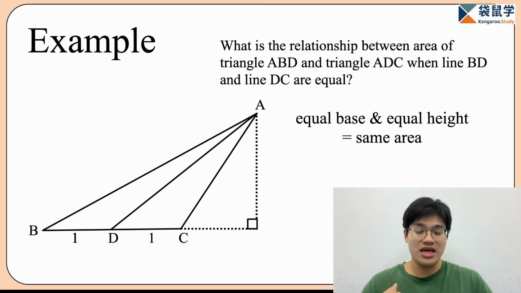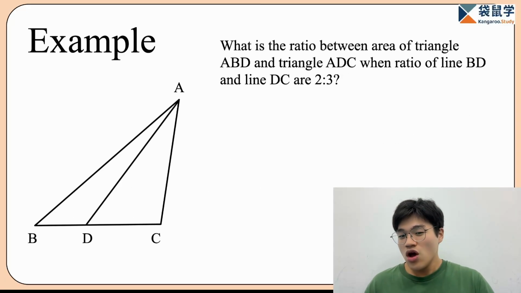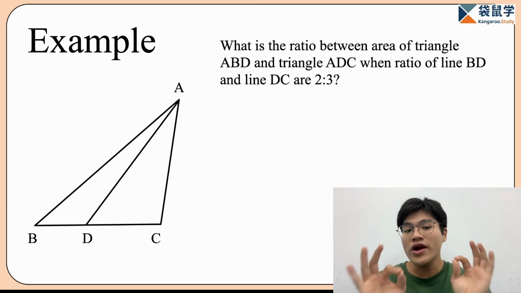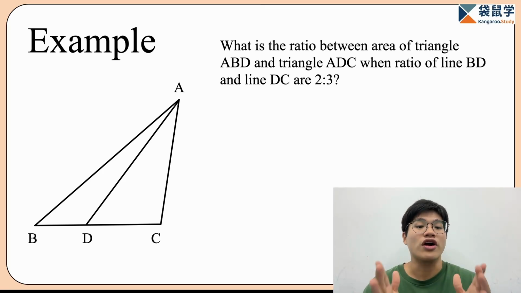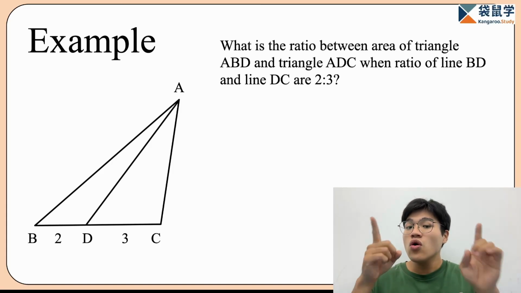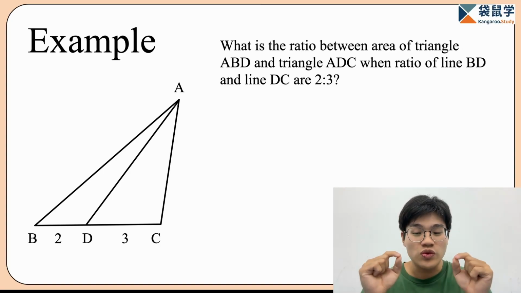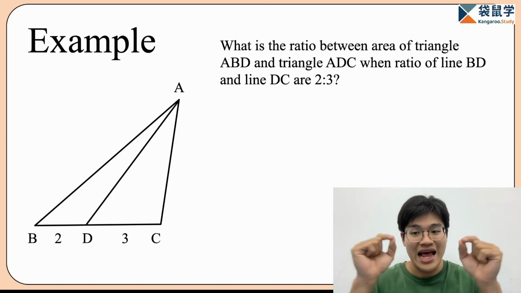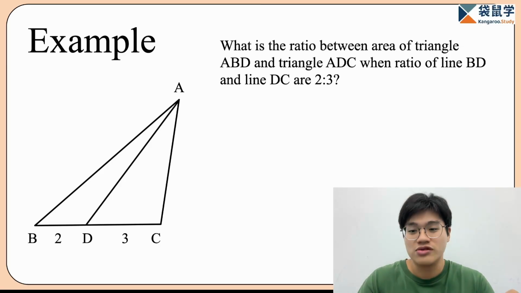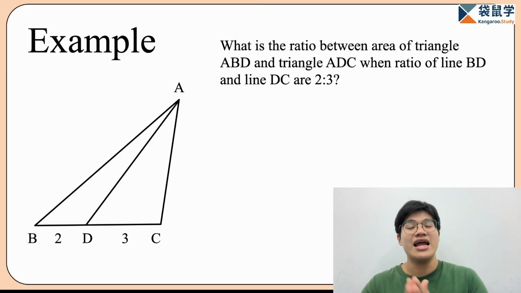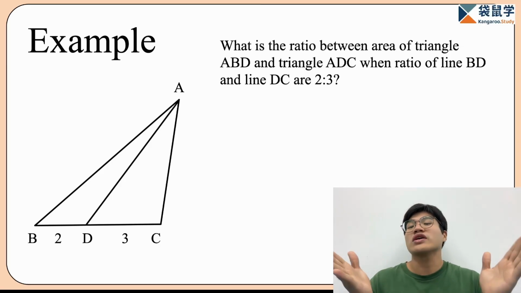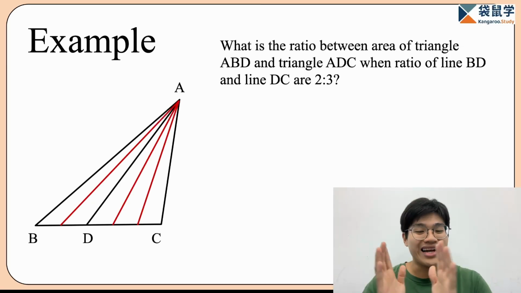After we finish this example, let's look at another one here. What is the ratio between the area of triangle ABD and triangle ADC, where the ratio of line BD and line DC is 2 to 3? We write down the ratio first, and we can do the same thing as we did in the last example. Let's cut these triangles into smaller triangles that have equal base and equal height. How do we cut the triangle? We can cut it like this.